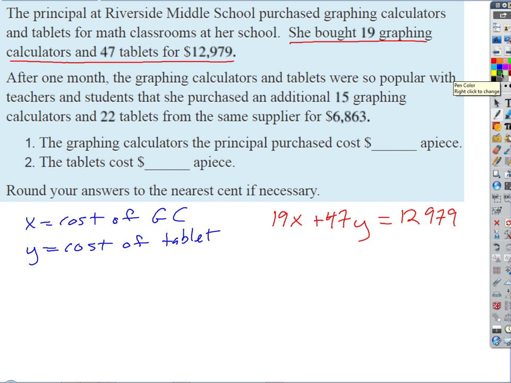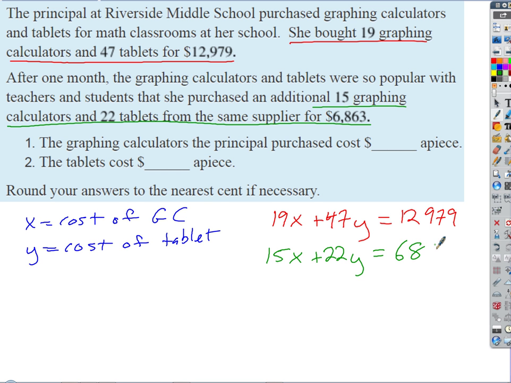The other situation was when she bought 15 graphing calculators and 22 tablets from the same supplier for $6,863. So that one would be 15 times x plus 22 times y equals 6,863. So there's my linear system, and I can just put that into my calculator.